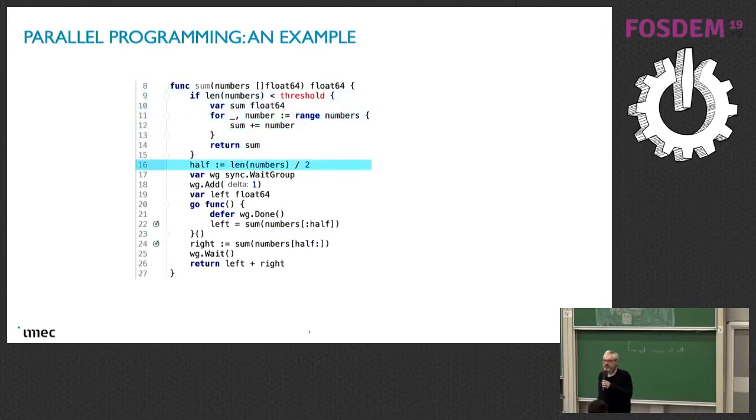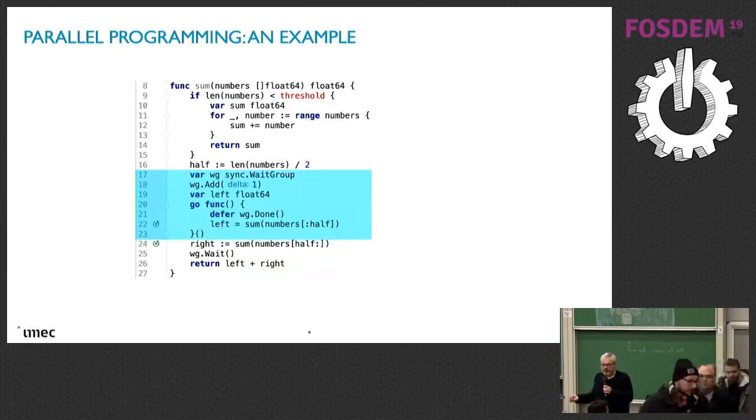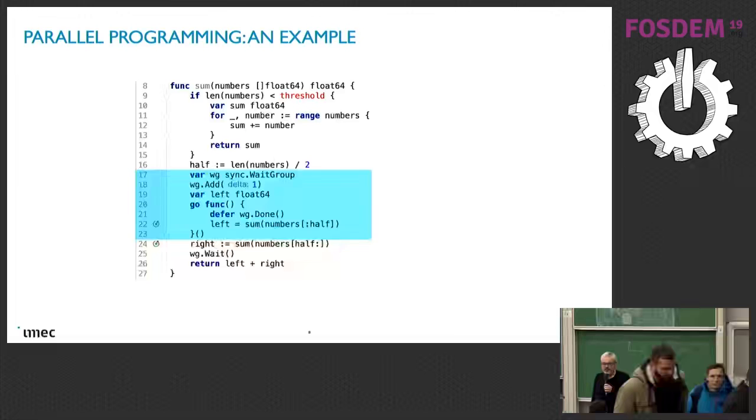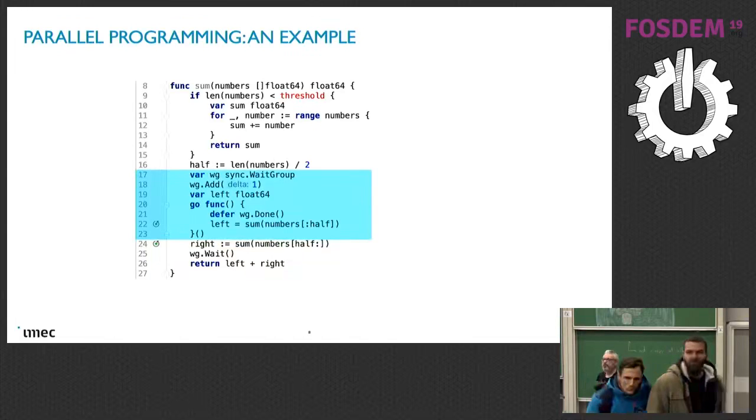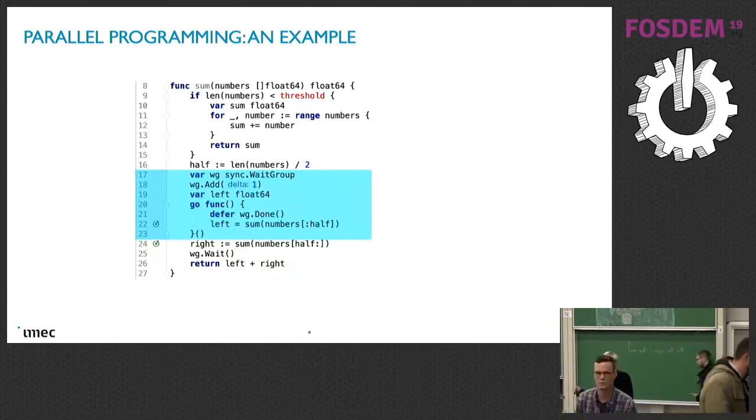If it's bigger than that threshold, then we divide the size of the slice by 2, so we split it into 2 halves. Then we use a wait group, which is a feature that comes with the Go standard library. We tell the wait group we're going to spawn one Go routine, and inside that Go routine, we make sure that we tell the wait group that we're done after this Go routine has finished. In that Go routine, we build the sum as a recursive call for the left half of that slice.